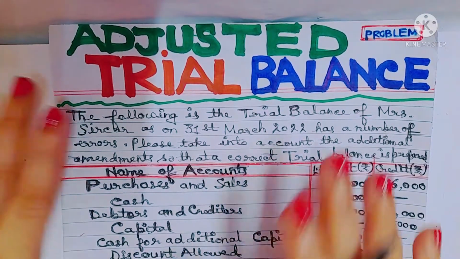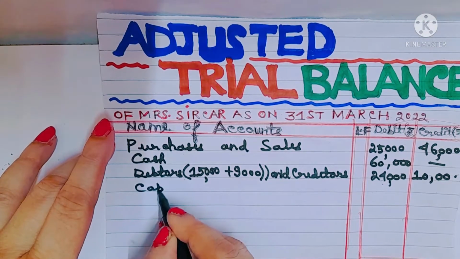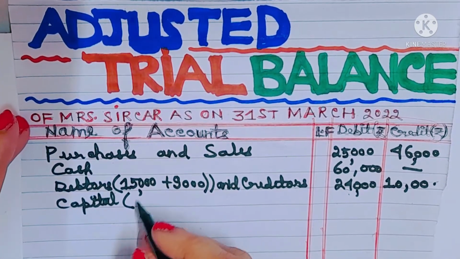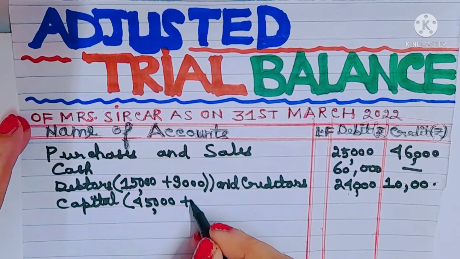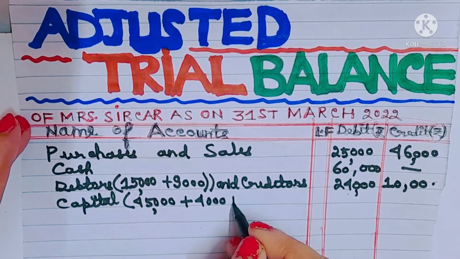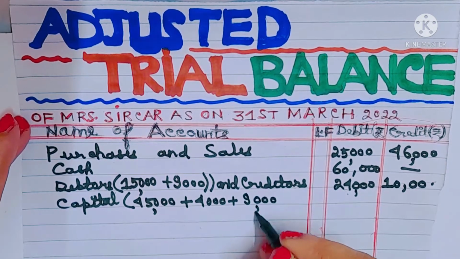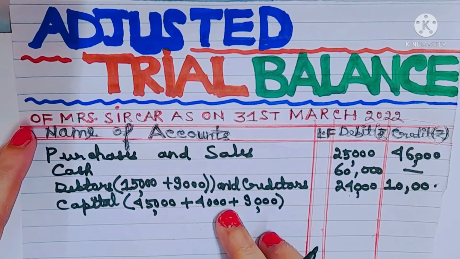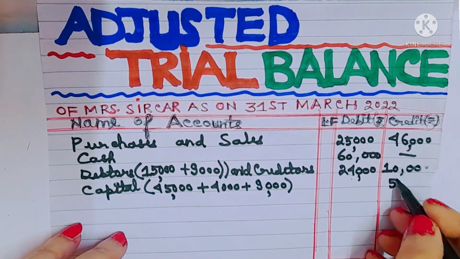Okay? So let's rectify capital. Capital here has an additional adjustment, so we will write it in the bracket first. Capital was 45,000 initially plus additional capital which was written wrongly in the debit column 4,000 plus additional adjustments 9,000 which was not posted anywhere. So how much does our capital come to? 45,000 plus 4,000 plus 9,000 is equal to, so the total is 58,000.